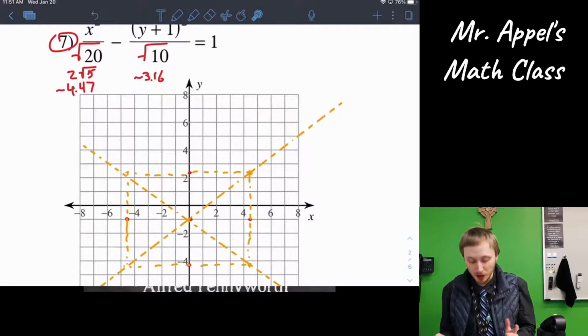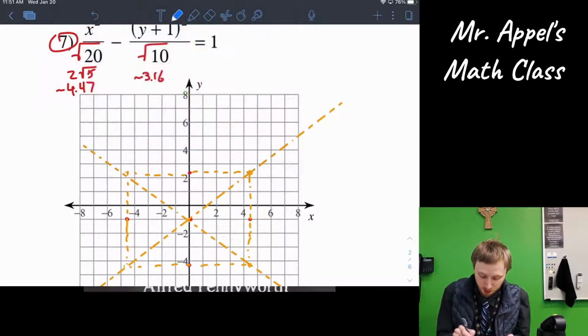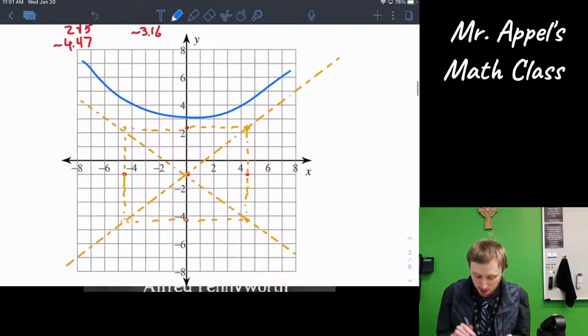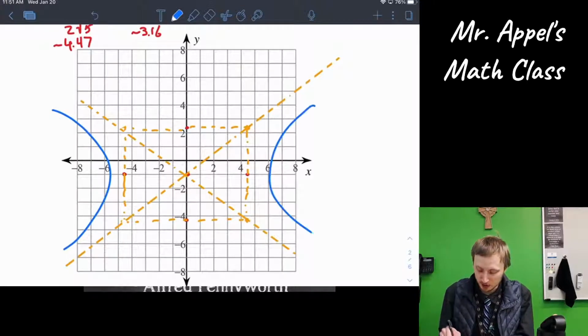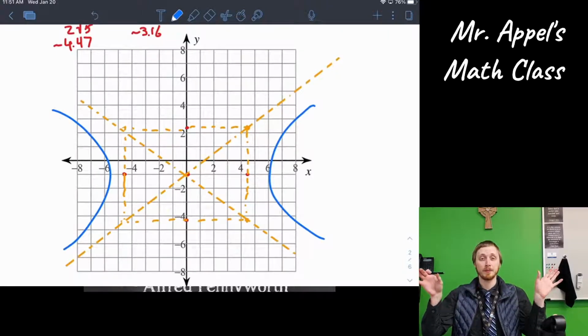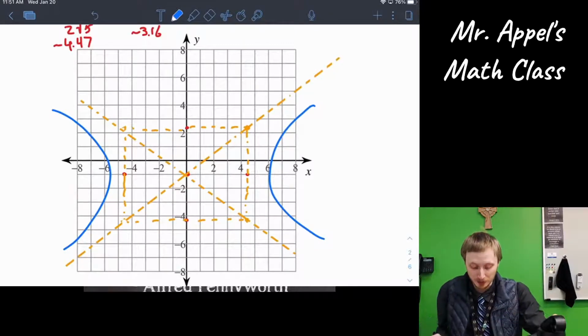Now we got to figure out which side of the box do I actually draw on. Do I draw in here and here, or do I draw there and there? Which way is it opening? Because it could be stretched horizontally or vertically either way, but which way is it opening, horizontally or vertically?